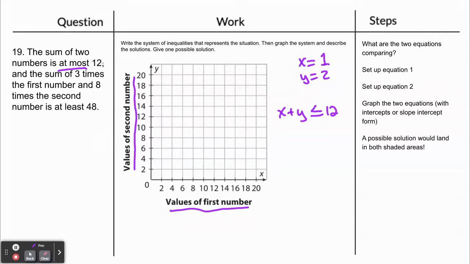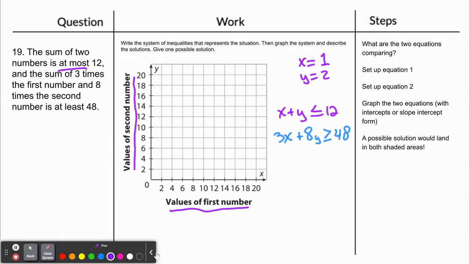Then my second equation here is going to be the sum of 3 times the first number, so 3x, and 8 times the second number, and again, because it's the sum we are adding, is at least 48. So in this case here, at least, meaning it could be 48 or greater, so we're going to have a greater than symbol. Now we have our system of equations, so we're going to graph this.